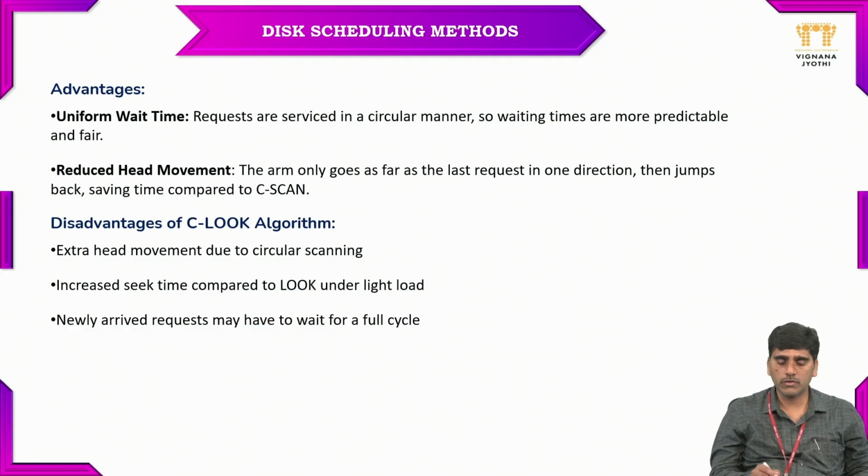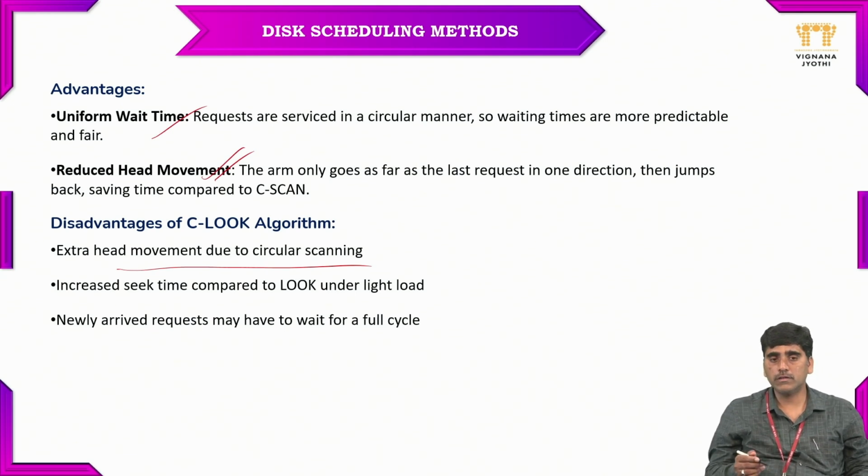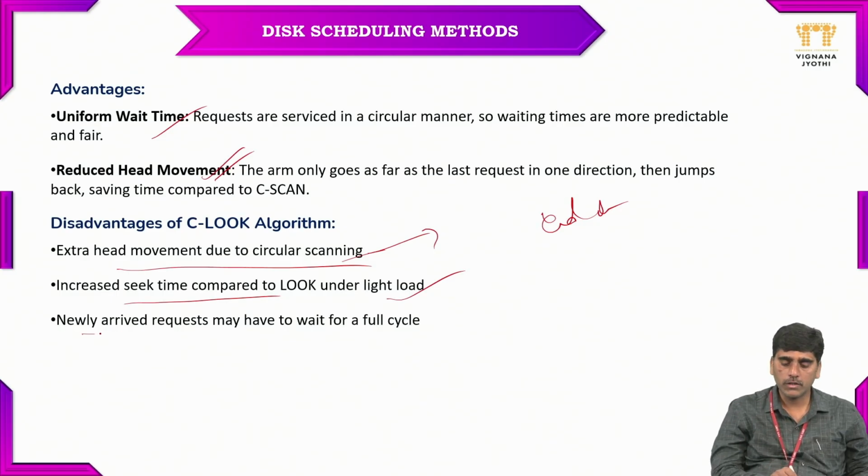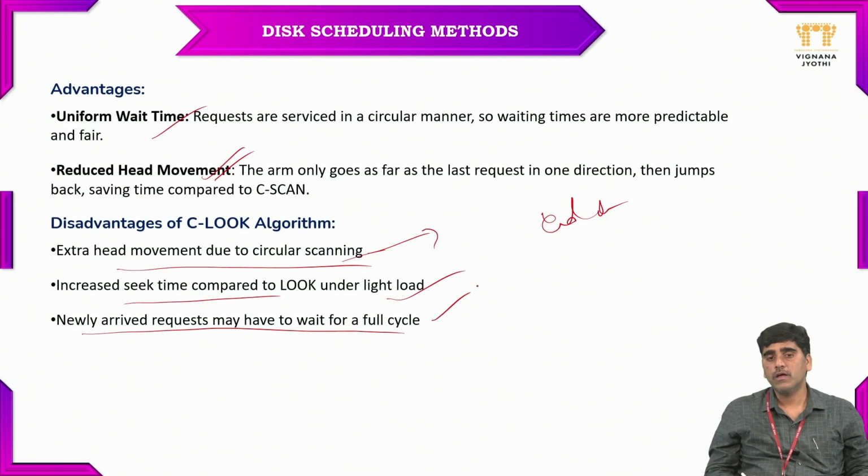The advantages are what? Uniform wait time. All requests wait uniformly, and it reduces head movement. And the disadvantages are what? Extra head movement due to circular scanning. Because of the circular scanning, it goes to the end of the requests, and for this purpose extra head movement is required. It increases seek time compared to LOOK under light load, and compared to the other scanning algorithms also. And newly arrived requests may have to wait for a full cycle.